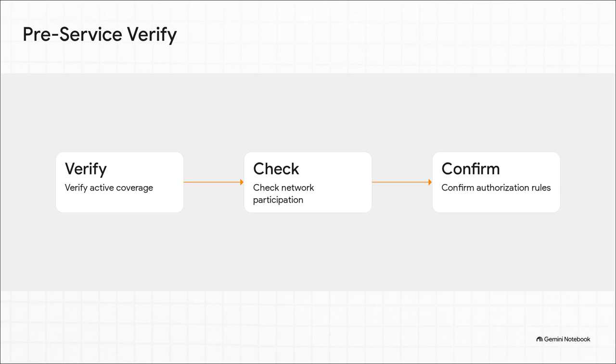Step 1, verify the coverage is active. Step 2, check your provider's network participation. Are you actually in network for the specific private plan? And step 3, confirm those authorization rules. Do they need that primary care referral we just talked about? Doing this early is literally your best defense against non-payment and massive headaches later.